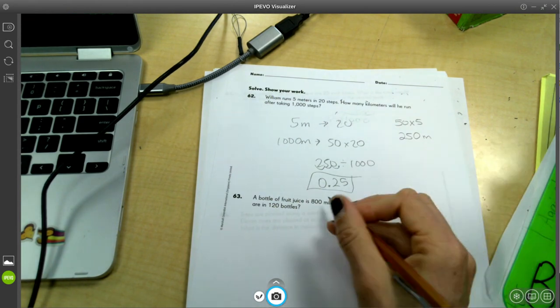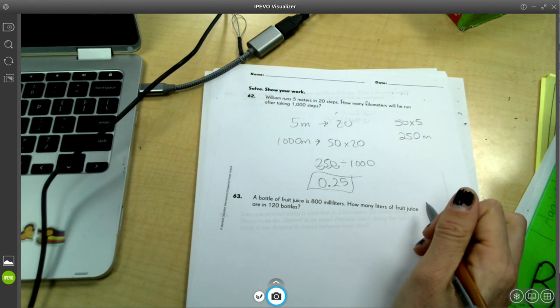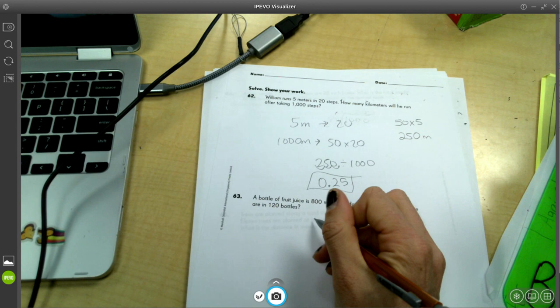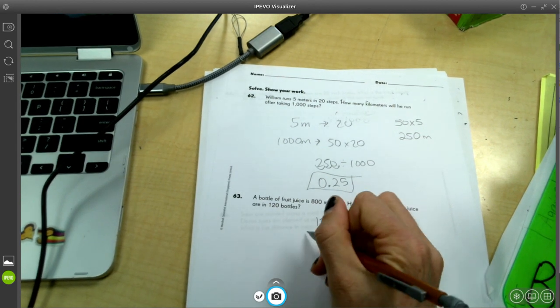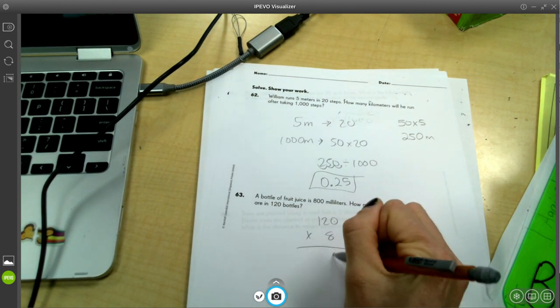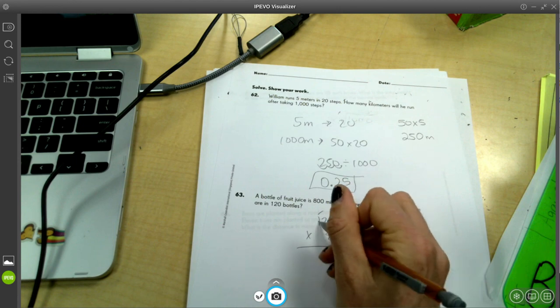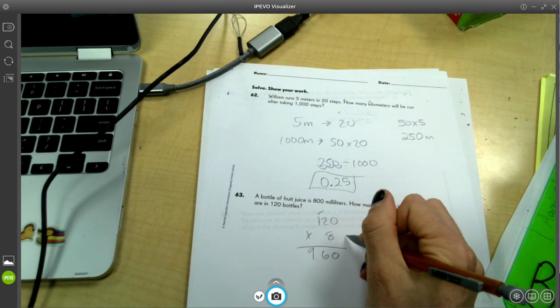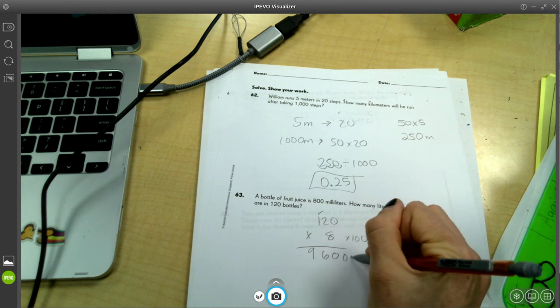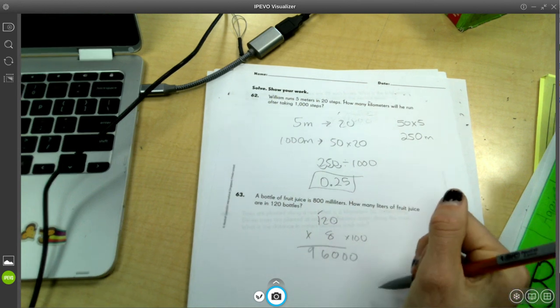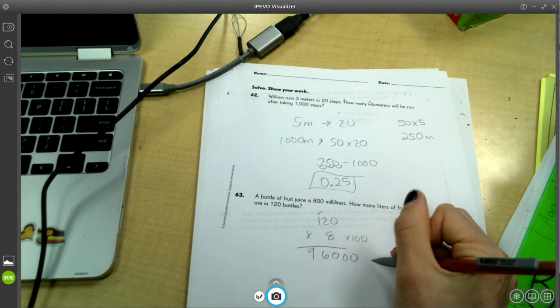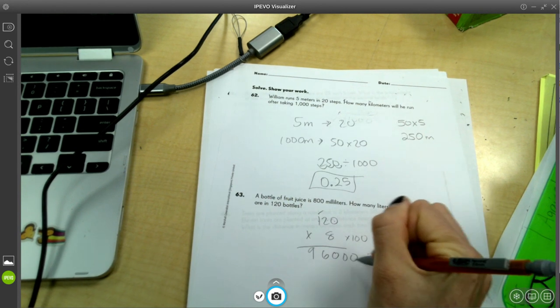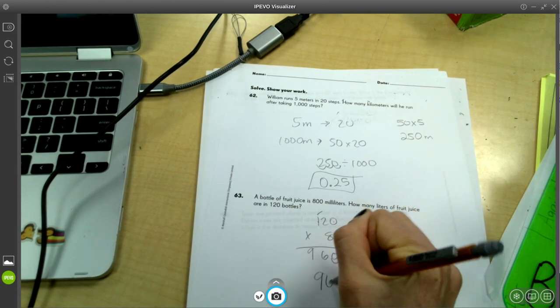All right, a bottle of fruit juice is 800 milliliters. How many liters of fruit juice are in 120 bottles? So we need to do 120 times 800, which is 96,000 milliliters. How many liters is that? So divide by 1,000, 1, 2, 3, 96 liters.